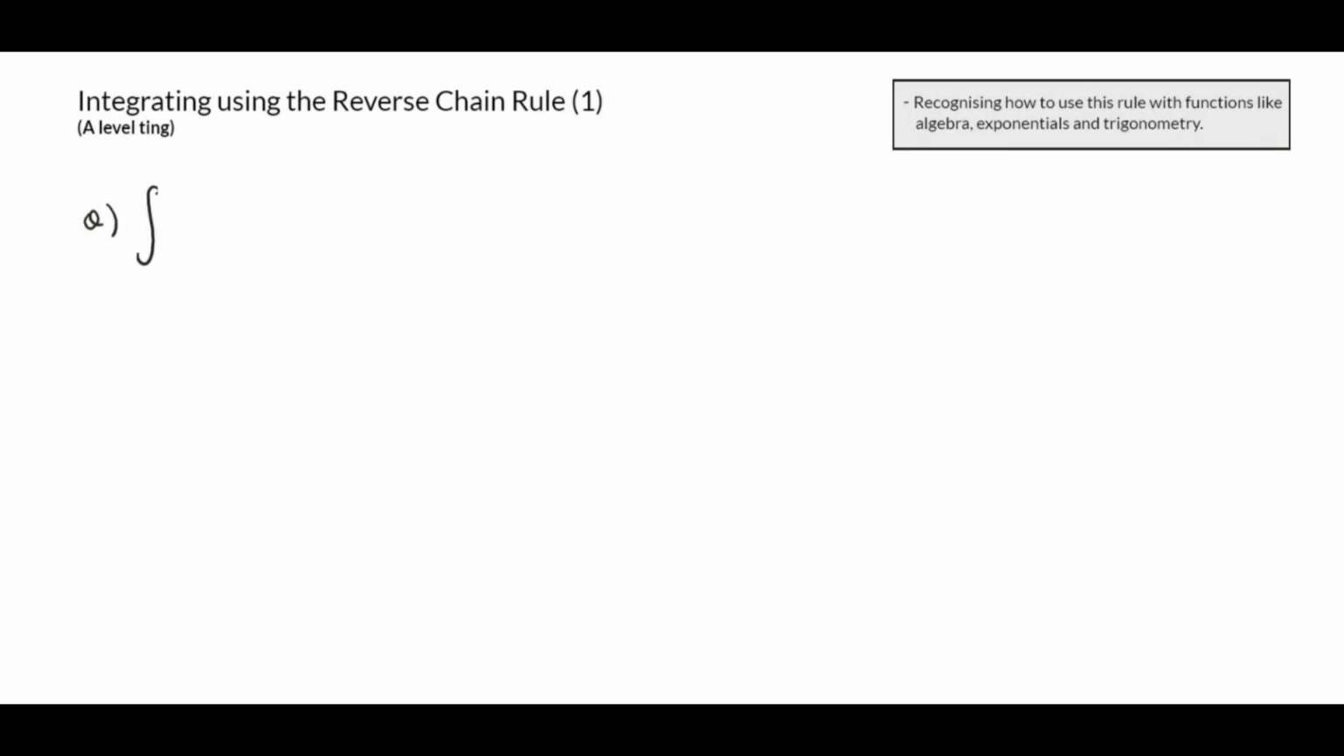So let me write down the next question now. Let's say, for example, if the question was telling me something like, integrate 4x cubed, inside x to the 4 plus 3 to the power of 5 dx.